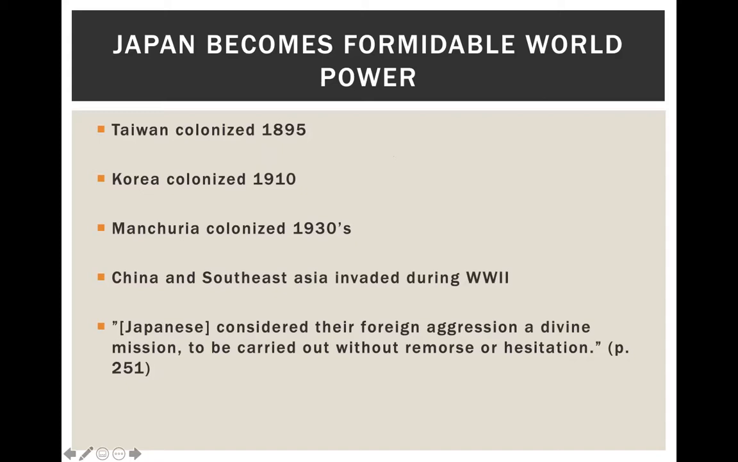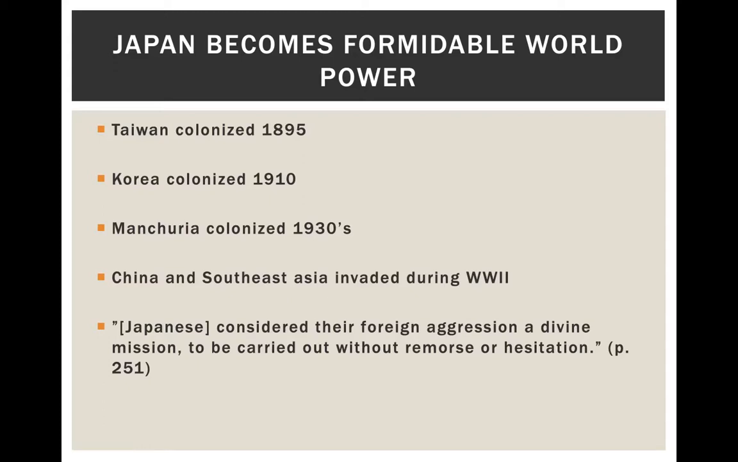Japan becomes a formidable world power, right? In 1895, look at that. Taiwan is colonized by the Japanese, Korea, and you know, horrible things happened between the Japanese soldiers and Koreans that I don't even want to repeat here. Manchuria is colonized in the 1930s. My teacher's teacher, his family had to leave Manchuria after the Second World War because they lost all of their property. China and Southeast Asia were invaded during World War II.